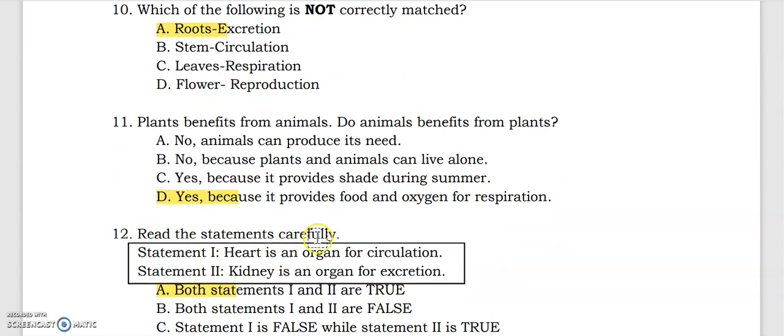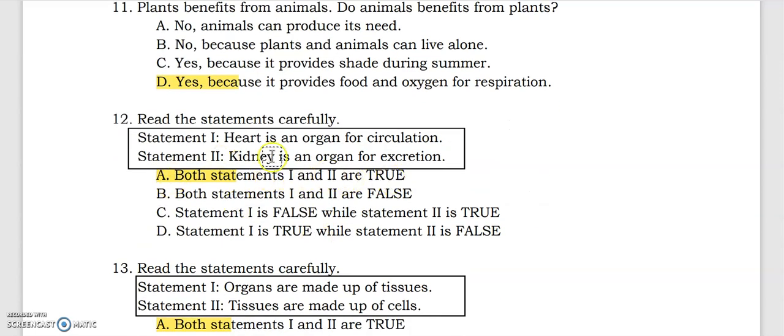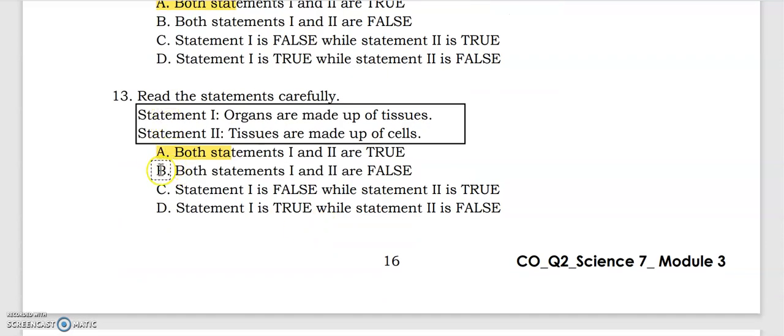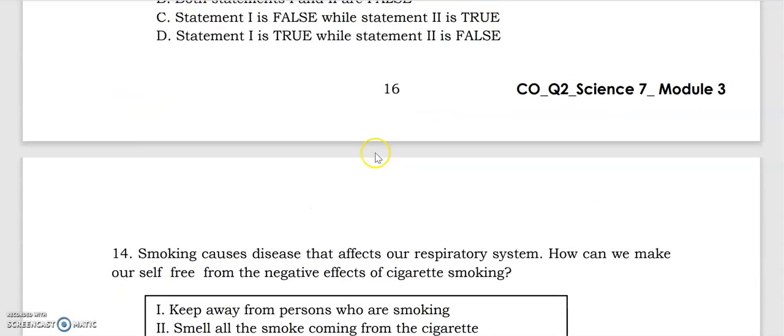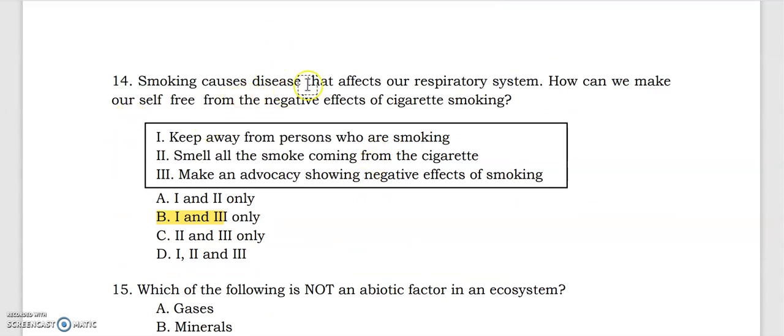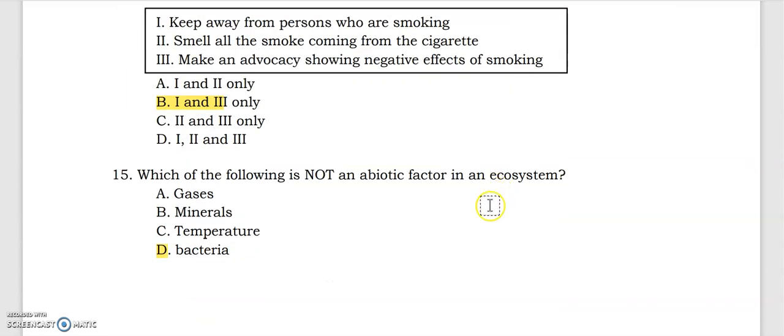Number 12, read the statements carefully. So both statements are true. Heart is an organ for circulation, kidney is an organ for excretion. Number 13, again, both statements are true. Organs are made up of tissues, tissues are made up of cells. Number 14, smoking causes disease that affects our respiratory system. How can we make ourselves free from the negative effects of cigarette smoking? Okay, keep away from persons who are smoking and make an advocacy showing negative effects of smoking. Number 15, which of the following is not an abiotic factor in an ecosystem? Bacteria. The rest are abiotic, meaning not living.